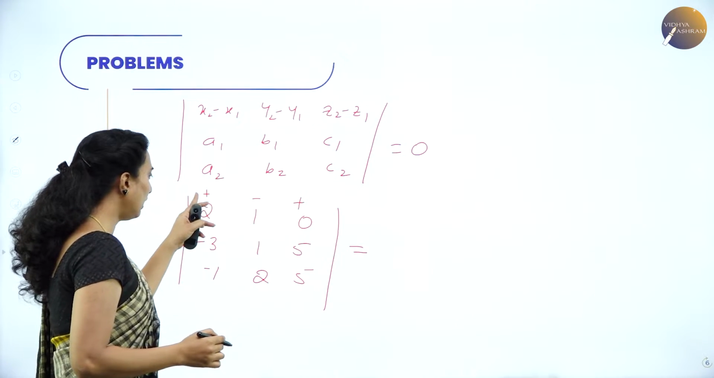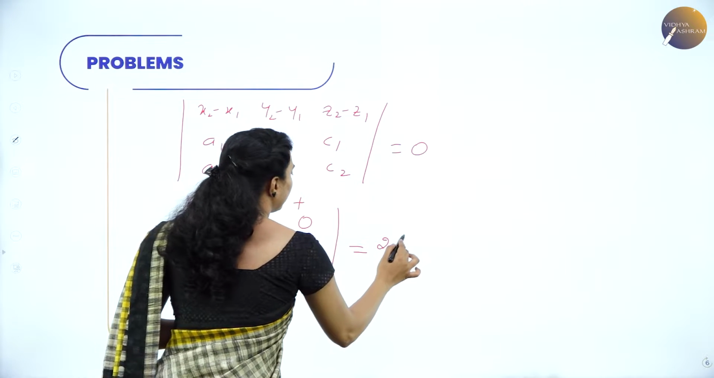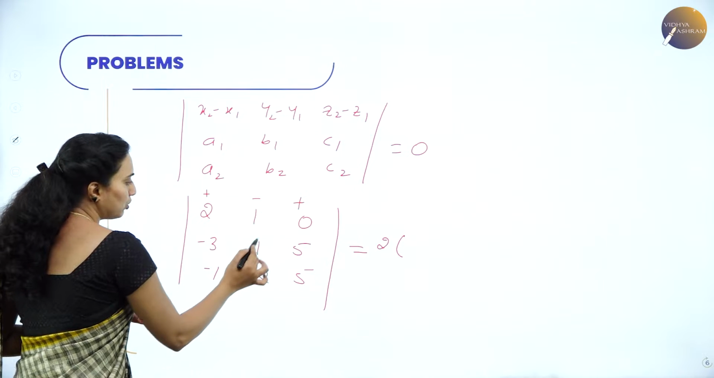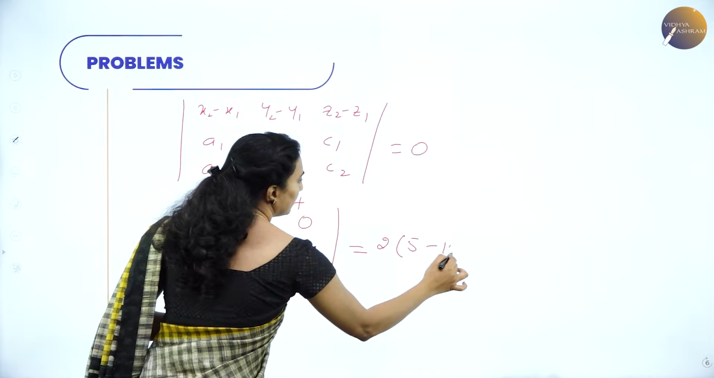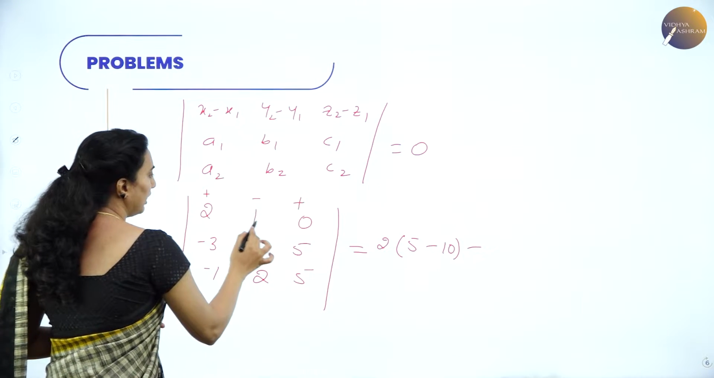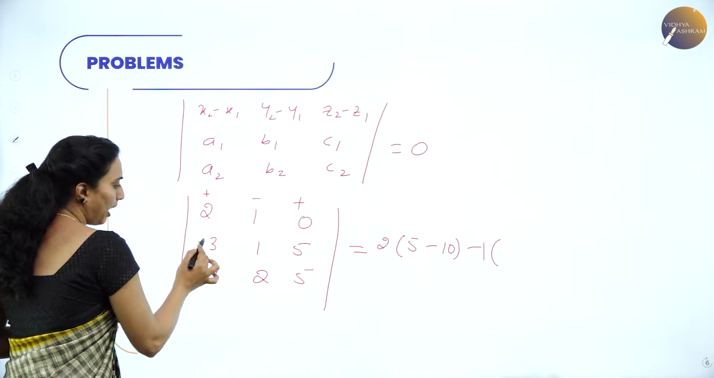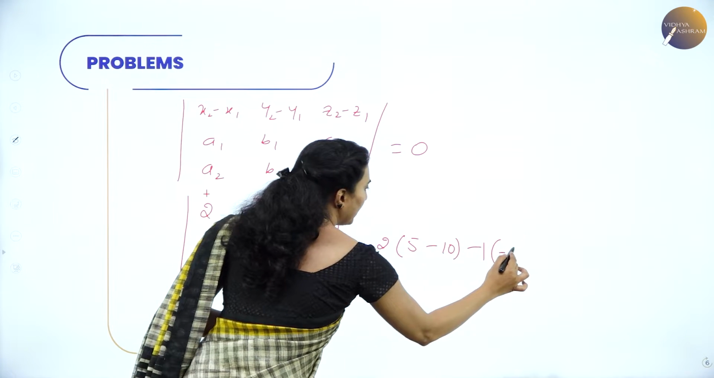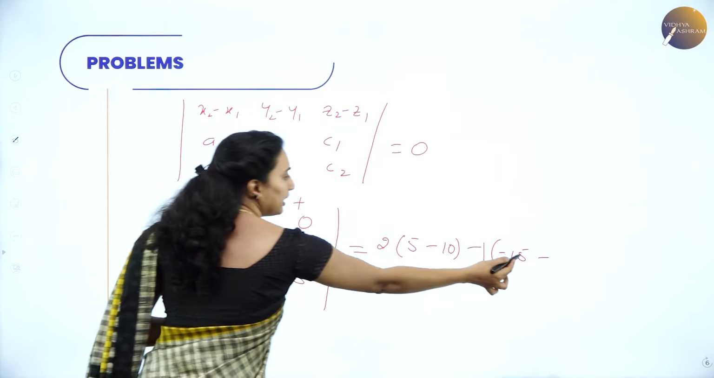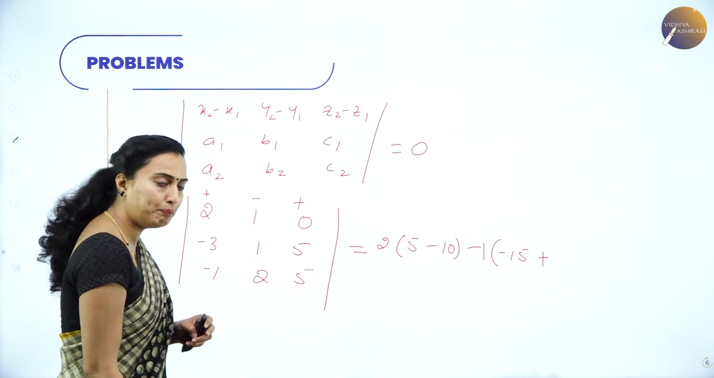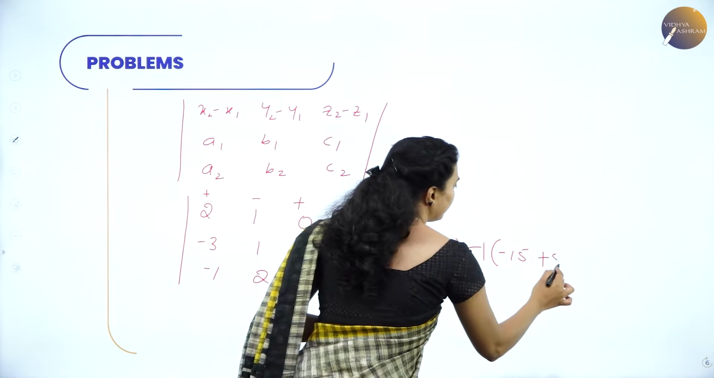Now, leaving the first column and the first row, you have 2 into (1 into 5 is 5, minus 5 twos are 10) minus 1. Again, leaving the second column, first row, minus 3 into 5 which is minus 15, minus, already one minus is here, another minus is here, minus into minus will become plus. So here minus 1 into 5 is plus 5.